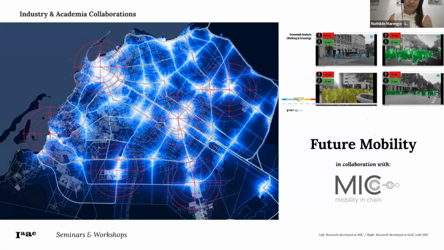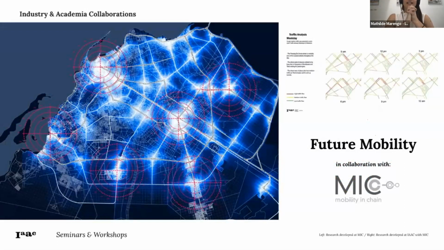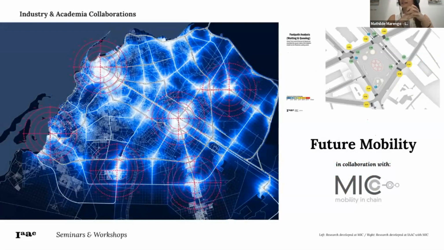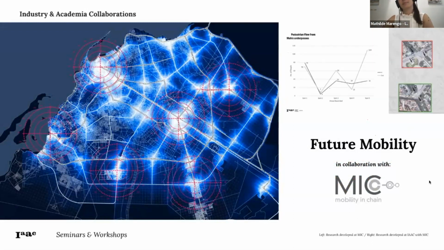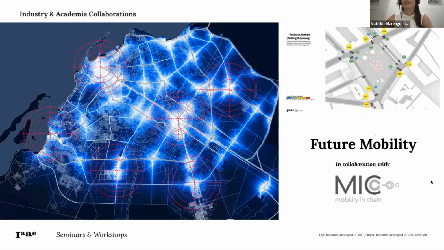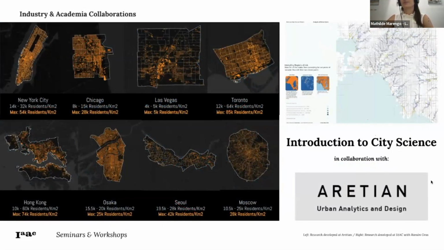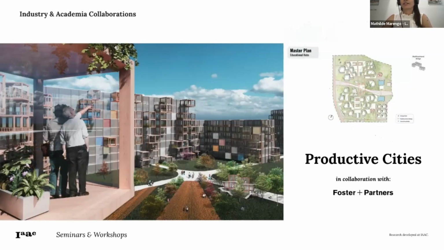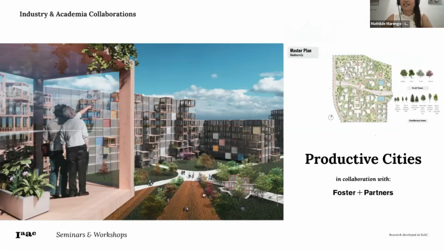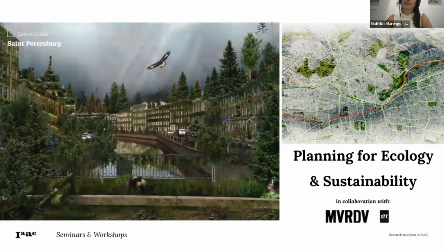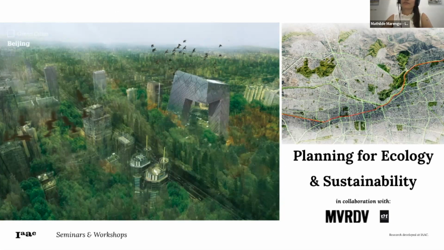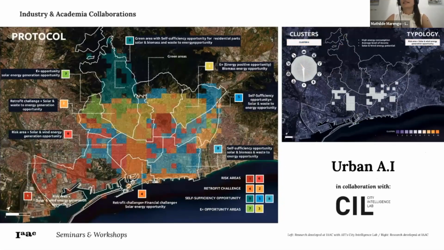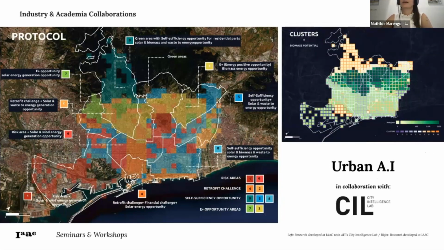Finally, as a program, we count with the collaboration of many great industry and academic partners, including the MaCT Hub, based in Milan and specialized on mobility and transport planning. Arethian, which is focusing on urban analytics and design. Foster and Partners in the development of productive cities within the context of urban design. MVRDV and the Y Factory in the development of planning for ecology and sustainability, and the City Intelligence Lab of the Austrian Institute of Technology for the development of urban AI platforms.